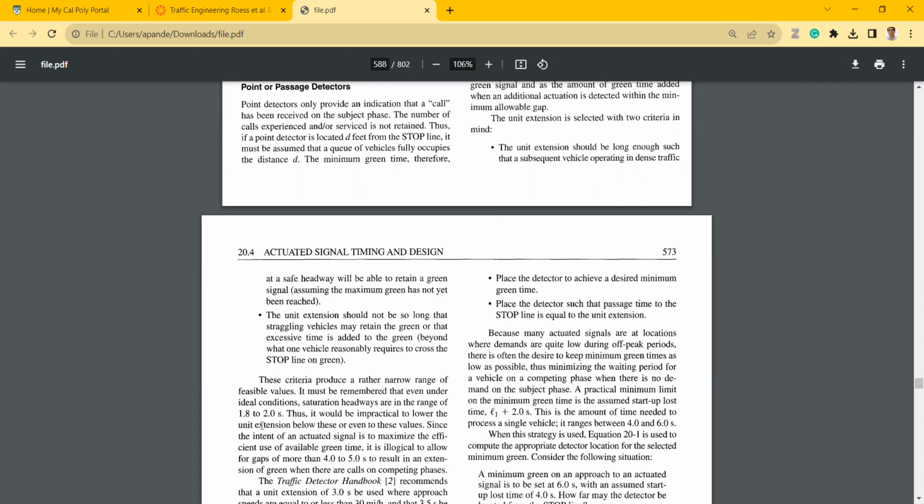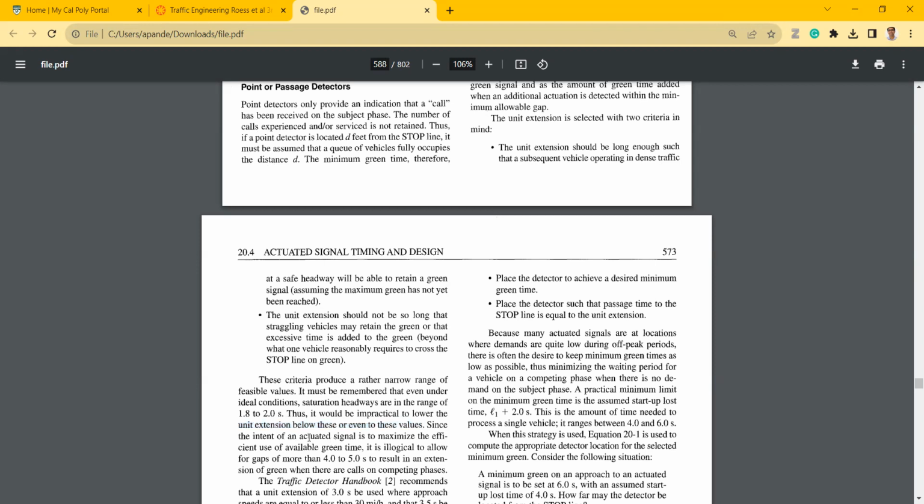It'll be impractical to lower the unit extension below these or even to these values. So our unit extension would always be somewhere more than 2 seconds, right? We obviously want to provide more than the saturation headway, because the continuous green vehicles require at least 2 seconds of gap between them. So whenever we are extending, we're going to extend by more than this value. We always want to extend more than 2 seconds for sure.